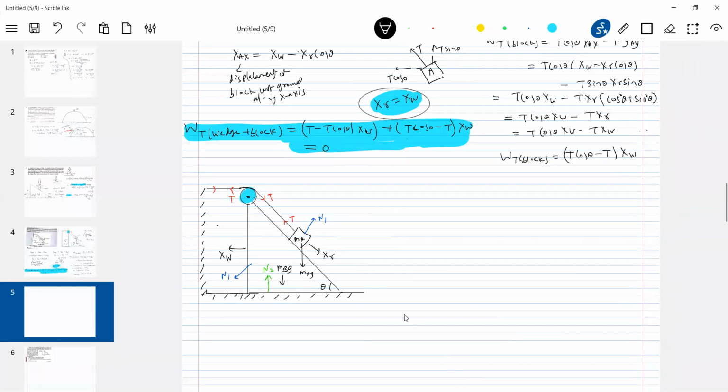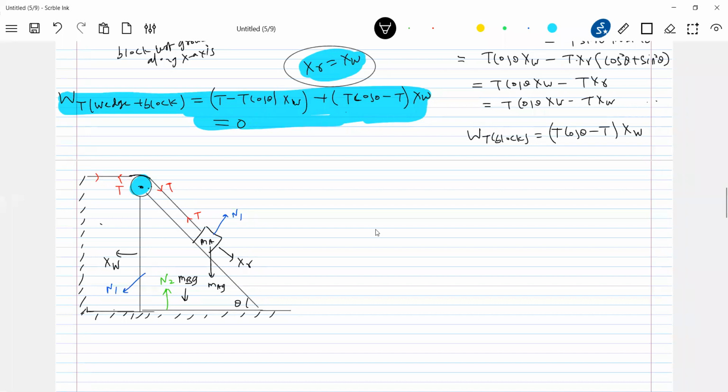Let's get into the work done by normal contact. Work done by the normal contact on the wedge, first we'll take it. On the wedge, only N1 sine theta is acting, no? N1 sine theta into XW. Keep it this much. It's quite very easy. What about on the block?